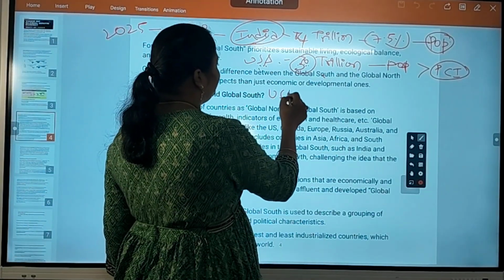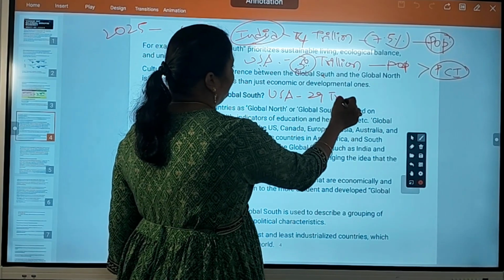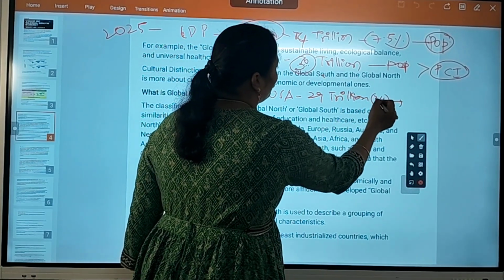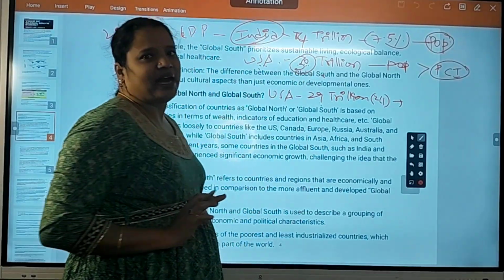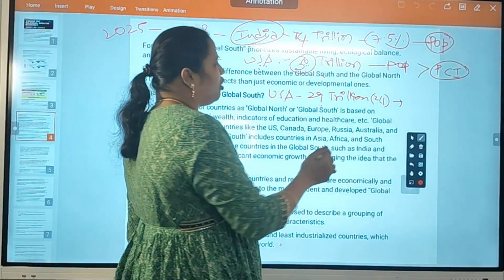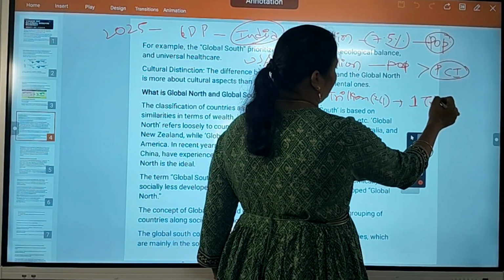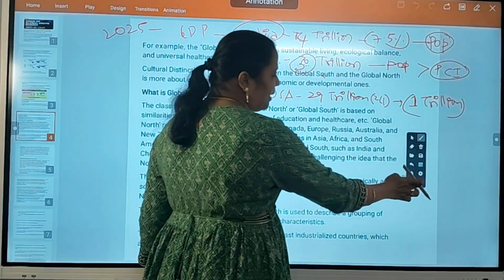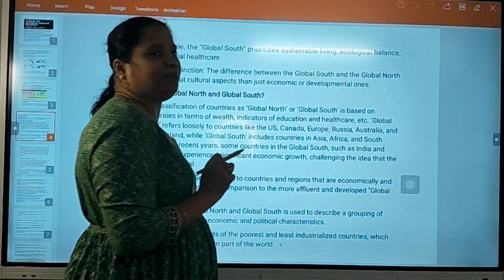Because it was just 29 trillion in 2024. It means in 1 year you have grown by just 1 trillion. That's all. There is not much growth. But people will take it as development only.